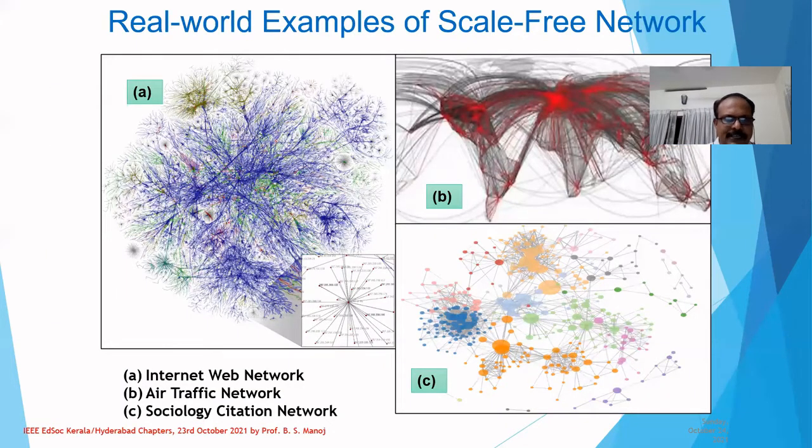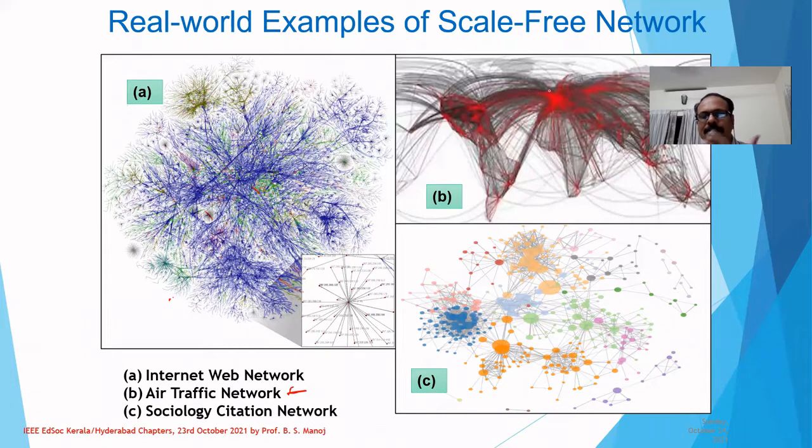So in fact, these are three examples. A is actually the internet host, where every dot here is an internet node, and it is such a complex network that you cannot easily study it. So complex network models will help you study that. This is actually a network for air traffic, where every point here is an airport.